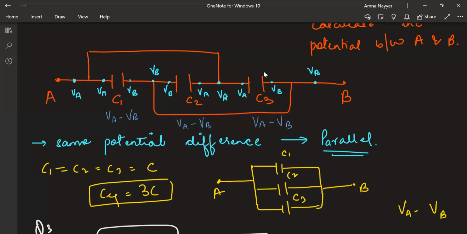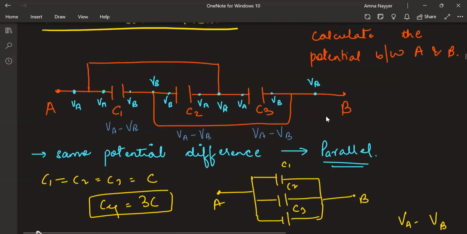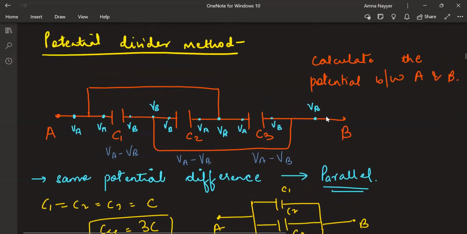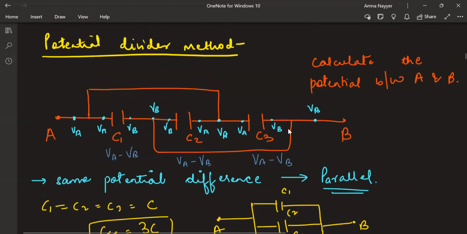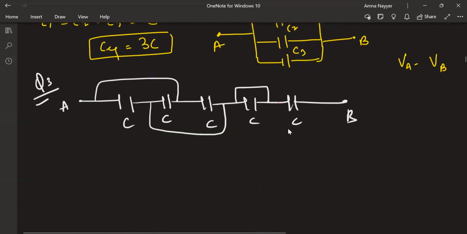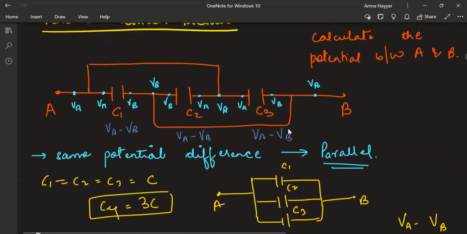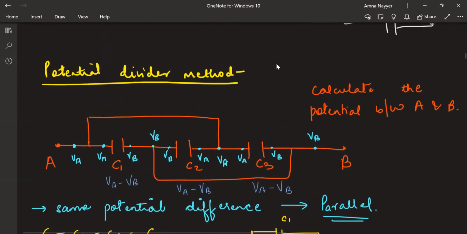So this was so difficult to solve, but reducing this simplifies our calculation, right? Yes, ma'am. So this is what is known as the potential divider method. Write it down. Let's see this question. Then I'll come to the capacitor plates individually.